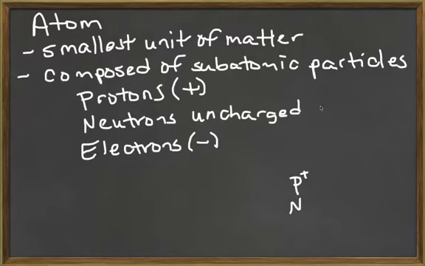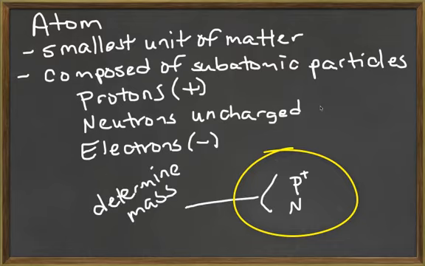The protons and neutrons are located in the center of the atom, called the nucleus. The number of protons and neutrons in the nucleus determines the atom's mass. The mass of the human body is determined by the sum of all the masses of all the component atoms. Atoms normally contain an equal number of protons and electrons.